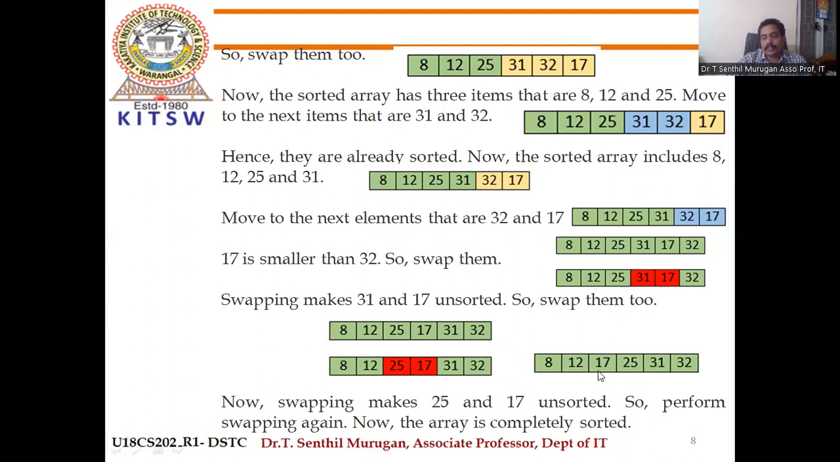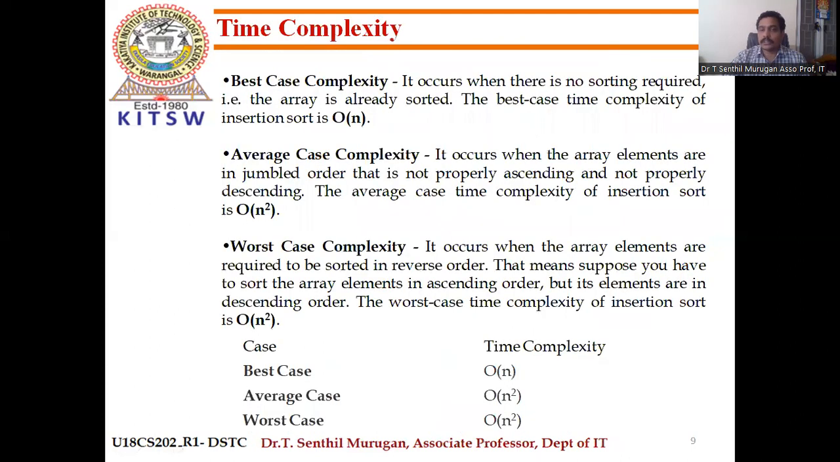After swapping here, it will compare with the previous values. These are the sorted values. So 17 is placed in its proper position. After that, the entire array is sorted. So this is the working procedure of the insertion sort method.